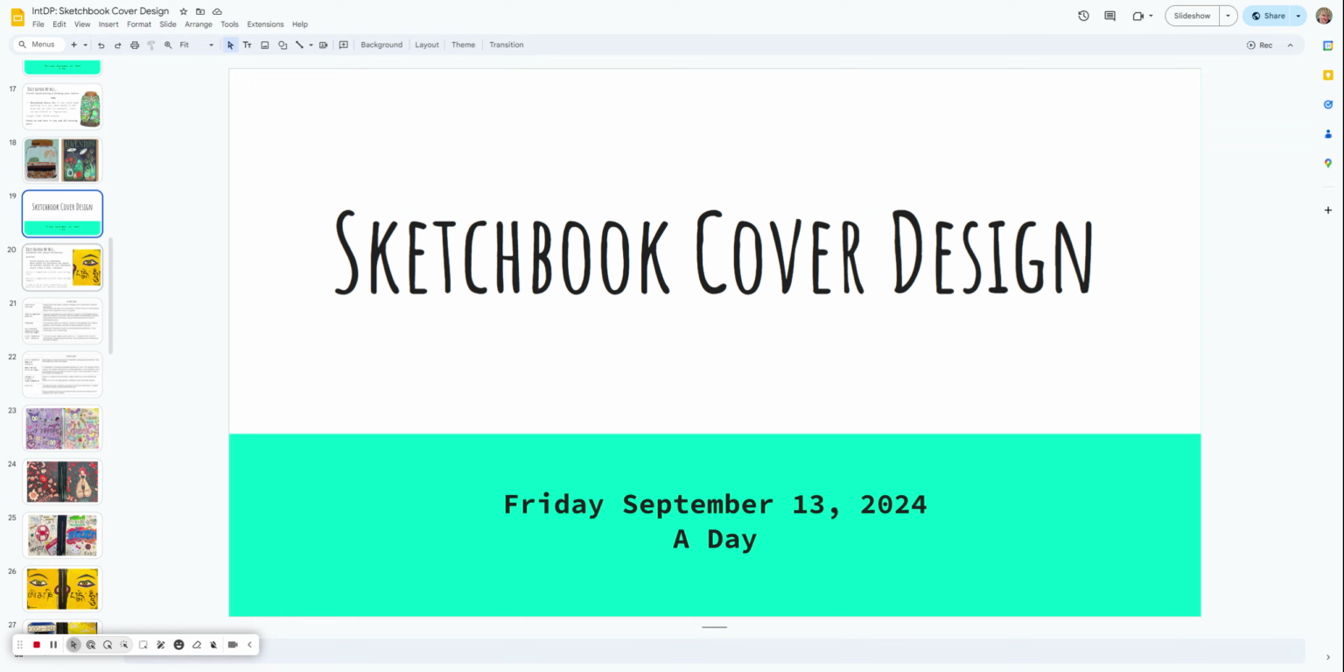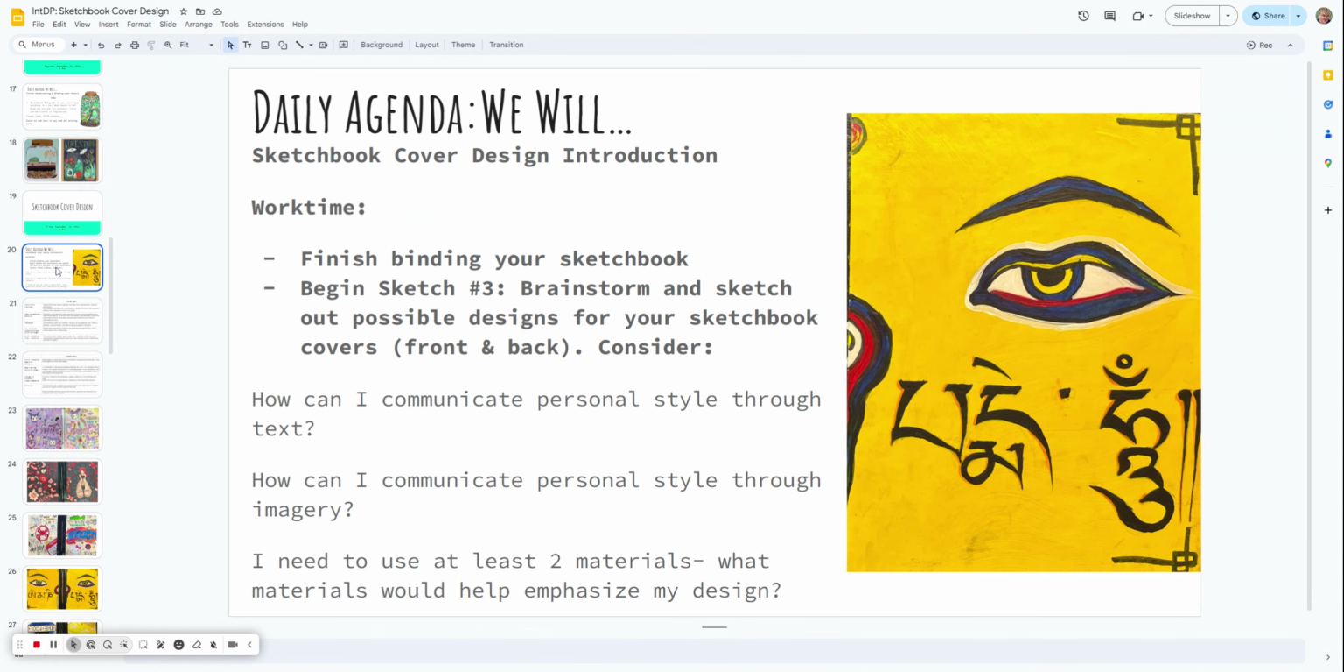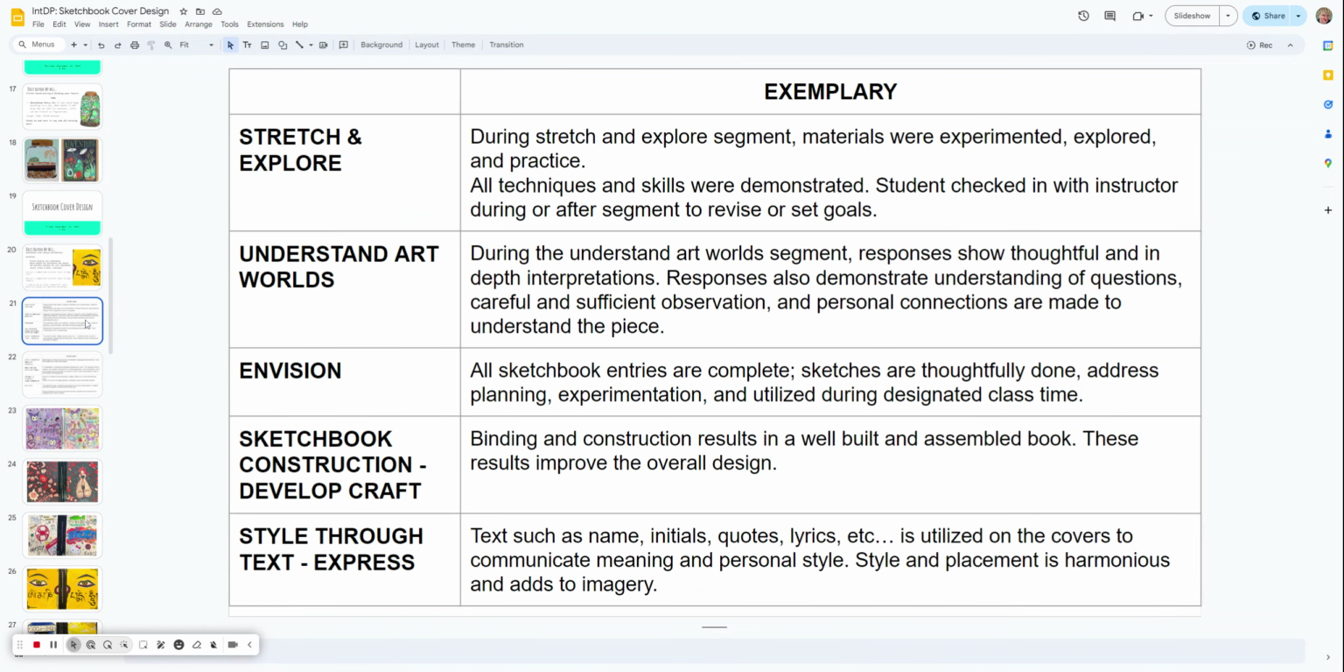So for those of you that are done with your sketchbook instruction, you can start to move on to your cover design. So for today, we're going to be looking at a little bit of introduction information. I want to go over some of the rubric and some examples for you, and then get you started on sketch three.